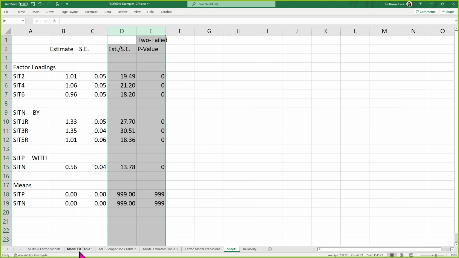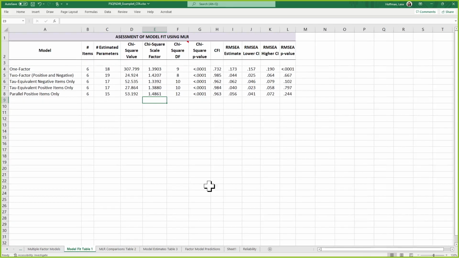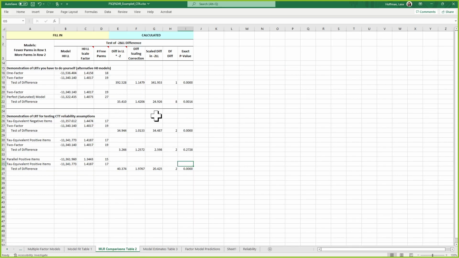And then I have several examples of tables. So here's what a table would look like to describe model fit. Here's tables that describe comparisons.